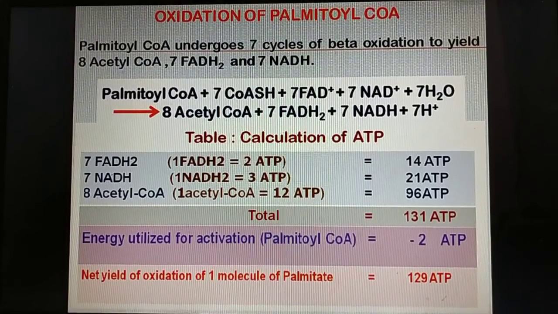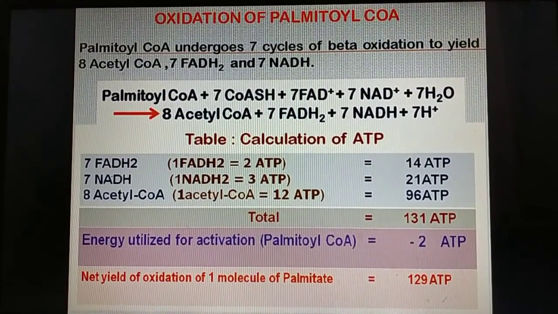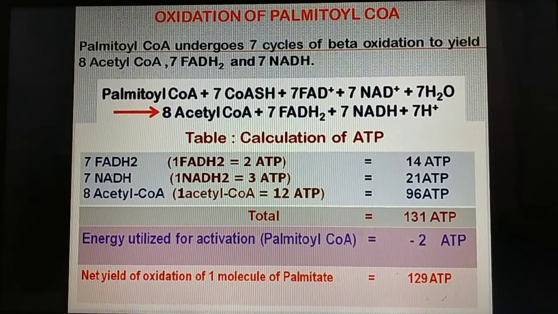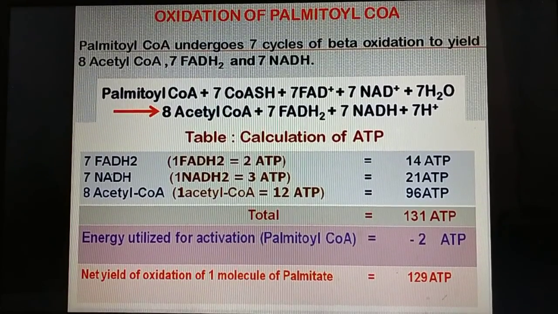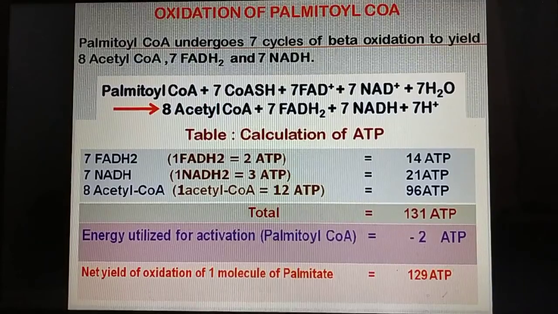Significance of the beta oxidation. The energy liberated during the beta oxidation is used in heart muscles or skeletal muscles.